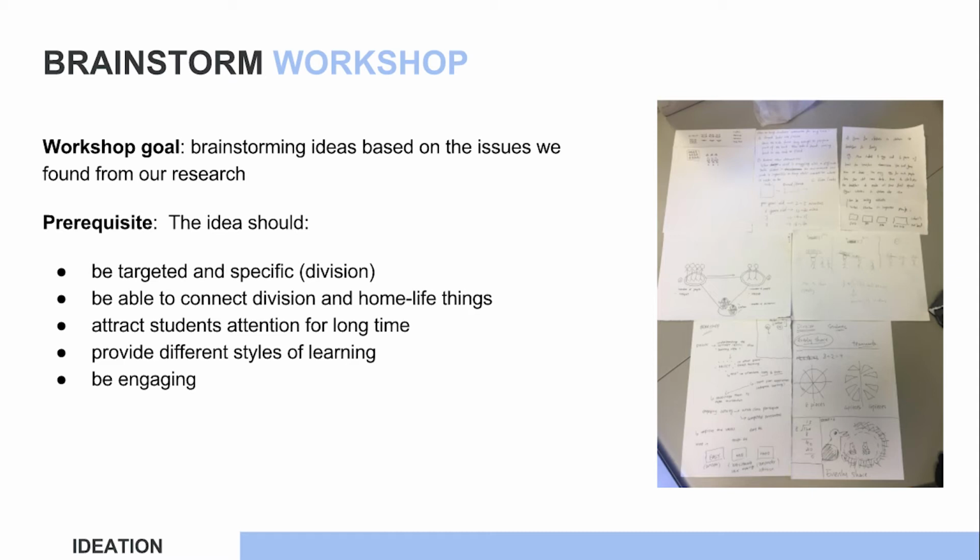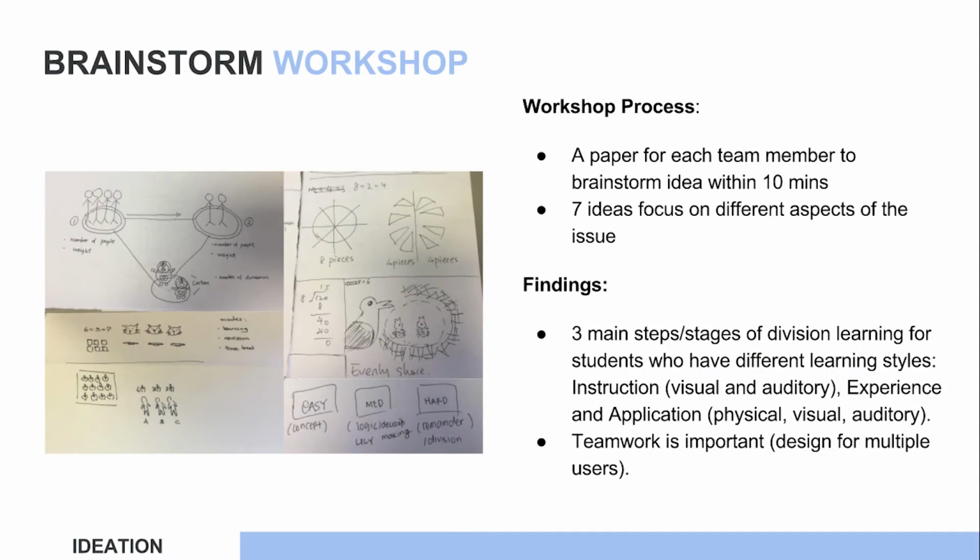We ensure the idea needs to be targeted and specific and be able to connect division and home life things. It needs to attract the students' attention for a long time, and it can provide different styles of learning. We found that there are three main types of division learning for students who have different learning styles: the instructions, the experience, and the application. And also teamwork is really important for them.